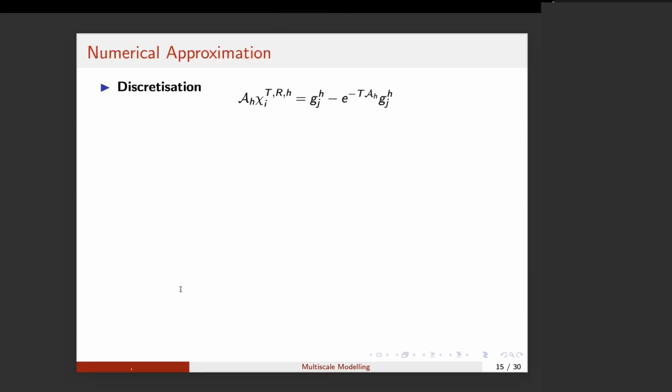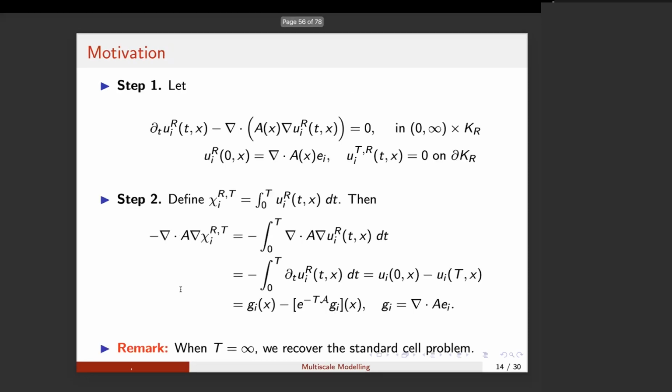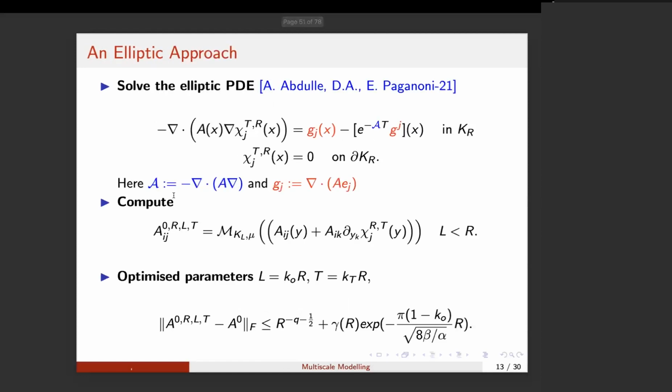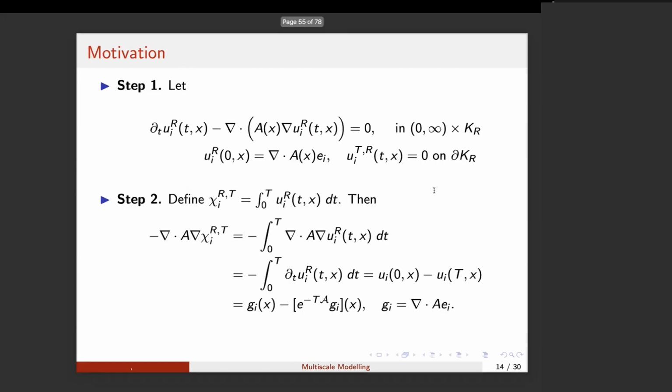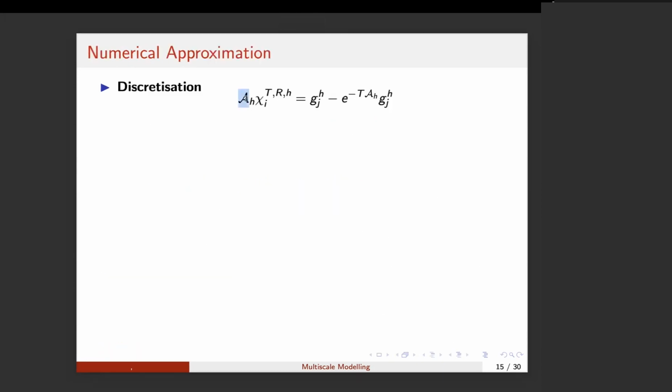Now I would like to address the numerical approximation of this problem. If we discretize this, of course, we will get some linear system. But the most important part is the approximation of this exponential power of the operator. And this is exactly what we have here. We have some matrices coming from a finite difference or finite element approximation, then the right-hand side g, and this exponential power of matrices.